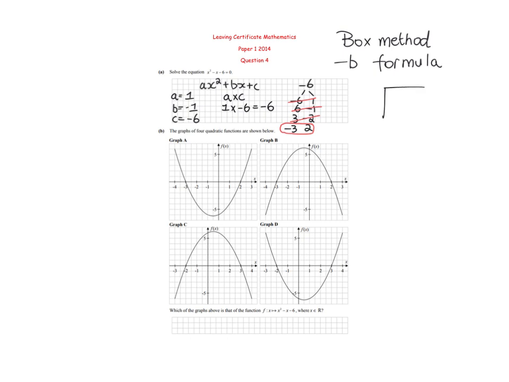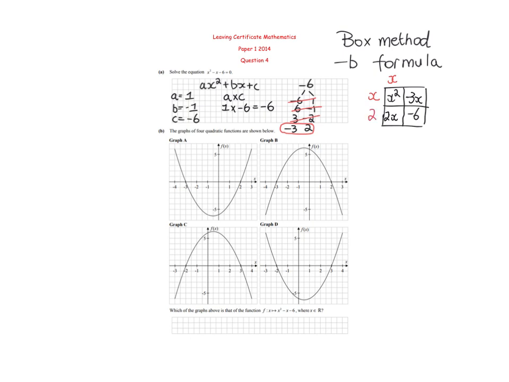Then we draw our box. In the top left goes the x squared, bottom right goes the number. The numbers we've chosen then go in the remaining boxes, so in the top one I'll put minus 3, and in the bottom one I'll put 2, and we put an x beside each as well. Then you ask yourself the question, what can I divide both x squared and 2x by? Well, I can divide by x. When I divide x squared by x, I'm left with x. When I divide 2x by x, I am left with 2.